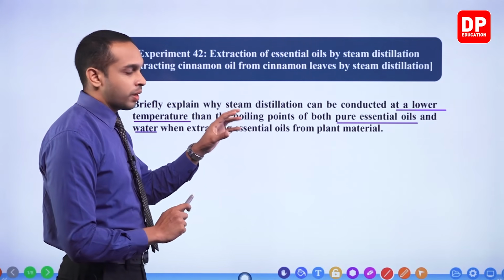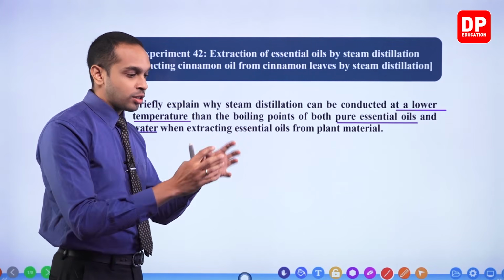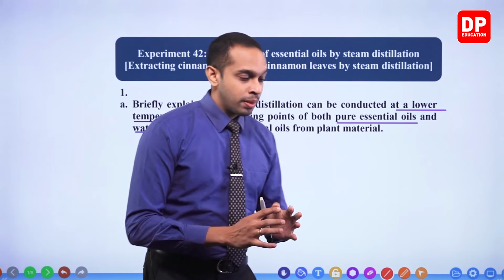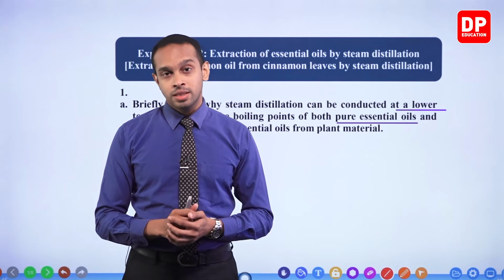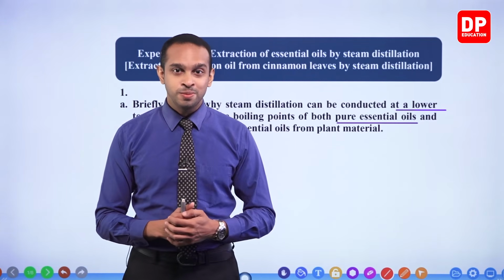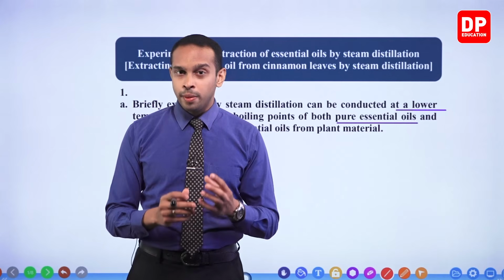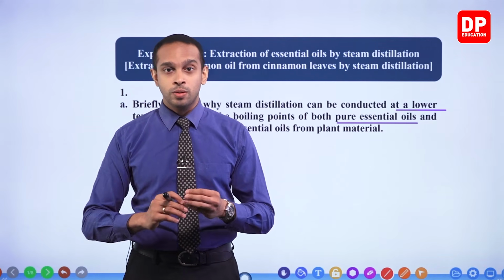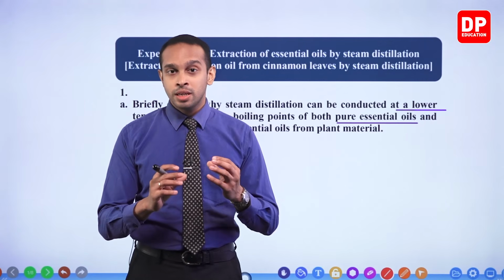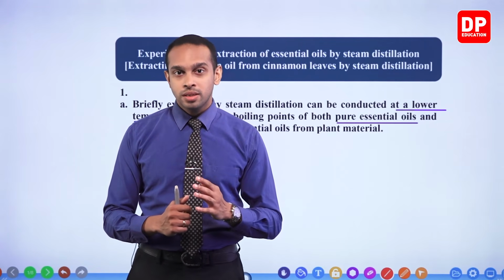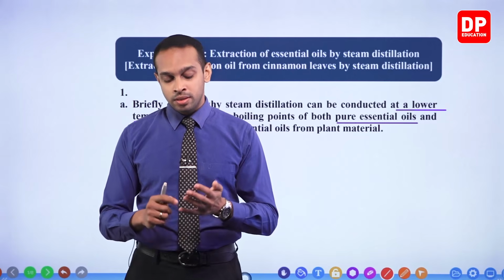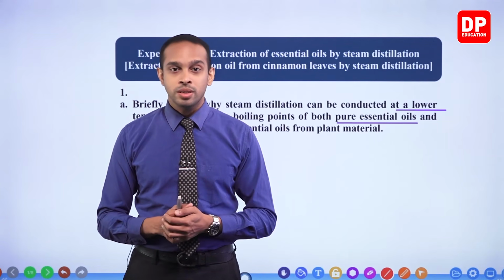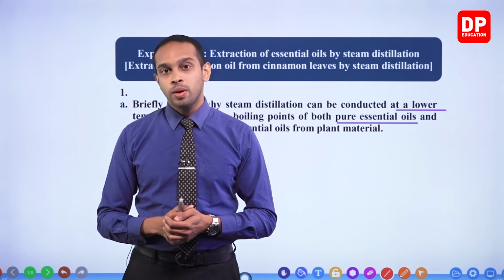So when we are carrying out an extraction of a particular essential oil from plant material, students, we can carry out steam distillation. And we just looked at the practical. But at the practical also we noticed that this steam distillation will take place at a lower temperature compared to both the boiling temperature of the essential oil as well as the boiling temperature of water. Now, why is this happening?